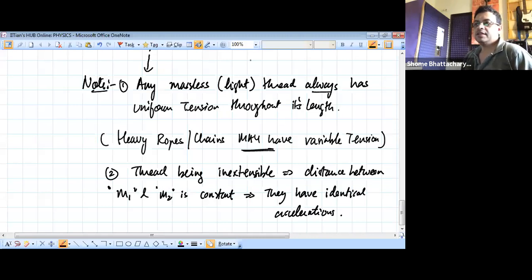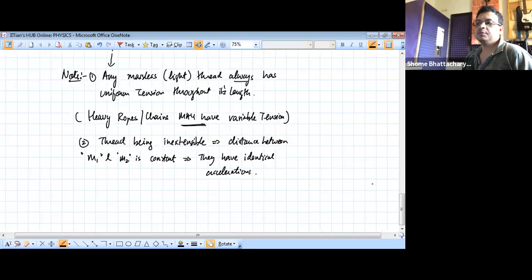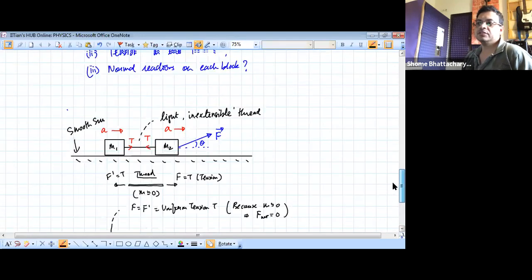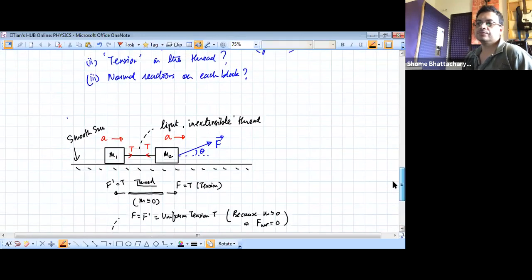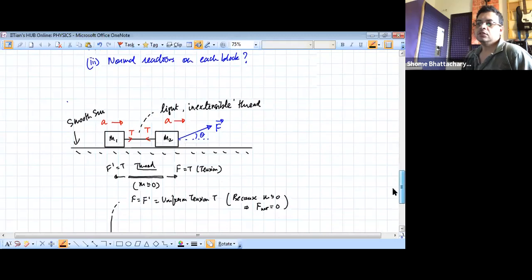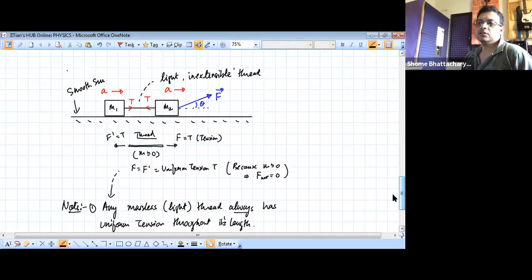Normal reaction ka answer correct nahi hai beta. You have to make the free body diagram and understand in detail. So friction is not present. Okay, the smooth surface means that there's no friction. Okay. So these two points are vital to understand over here.